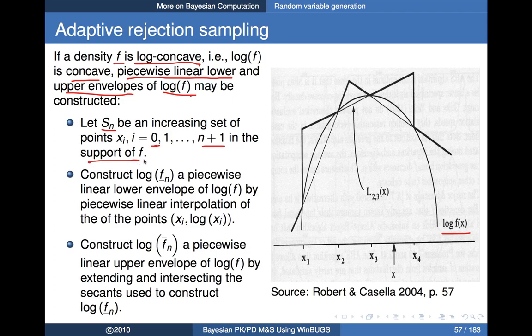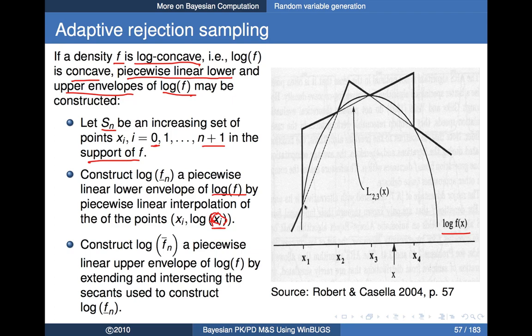They all have to be in the support of f. In other words, they have to be values of x such that f is non-zero. You then construct this function that I've called here the log of f underscore n. That's going to be a piecewise linear lower envelope of our log f. You construct that by taking all of those points along here. You take the x values, you calculate the values of the log of f of x, and I see I have a typo right here. That should be log of f of x right there.